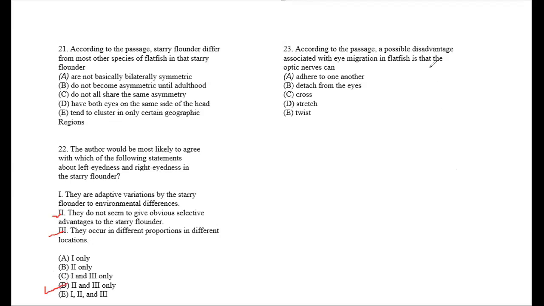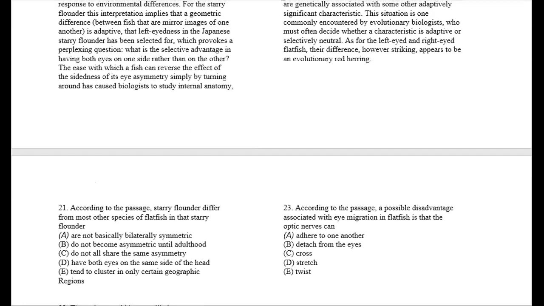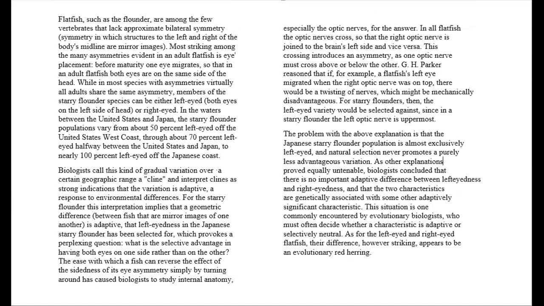Okay, let's look at question 23. According to the passage, possible disadvantage associated with eye migration in flatfish. So yes, there was a disadvantage that was very clearly given in the passage. Let's look at the passage again, where this disadvantage was mentioned. And yeah, there would be a twisting of nerves which might be mechanically disadvantageous, right? So this is one of the problems that could be there with having both eyes on the same side.